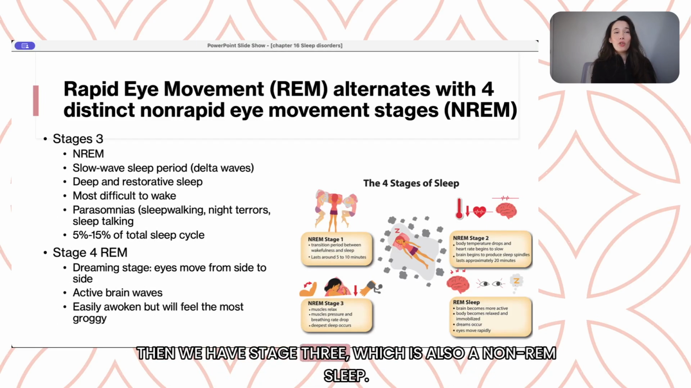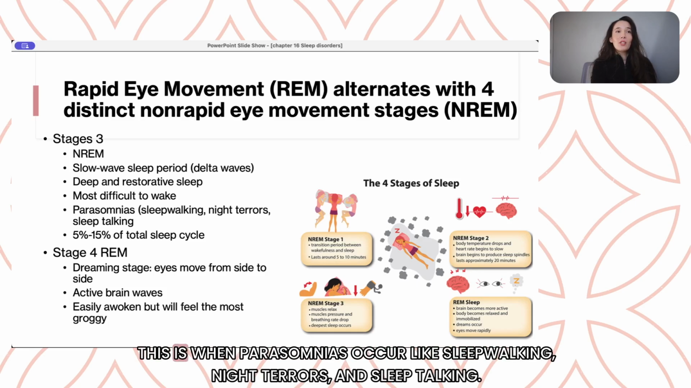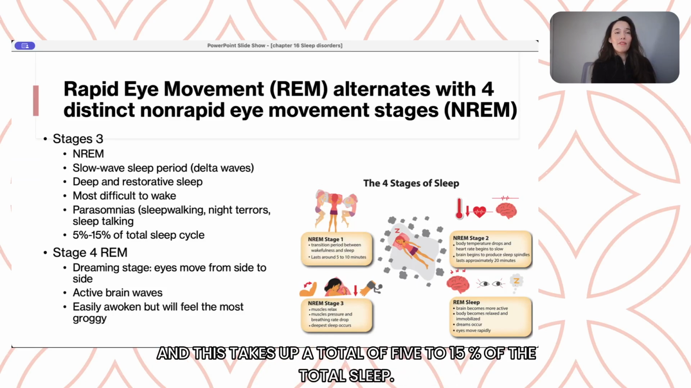Then we have stage 3, which is also a non-REM sleep. It is a slow wave sleep period. We have delta waves in this period. It's a deep and restorative sleep. It is the most difficult to awake. This is when parasomnias occur, like sleepwalking, night terrors, and sleep talking. And this takes up a total of 5 to 15% of the total sleep.